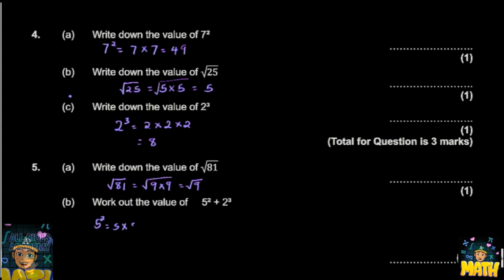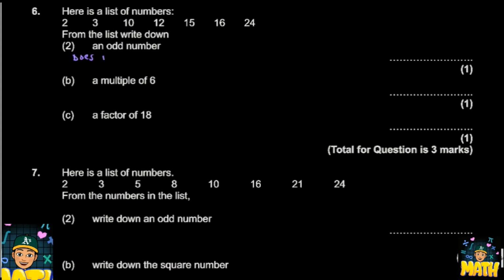5 squared is 5 times 5, which is 25. 2 cubed is 2 times 2 times 2, which is 8. So here we are adding the two. So 25 plus 8 should give you 33. And that's your solution.